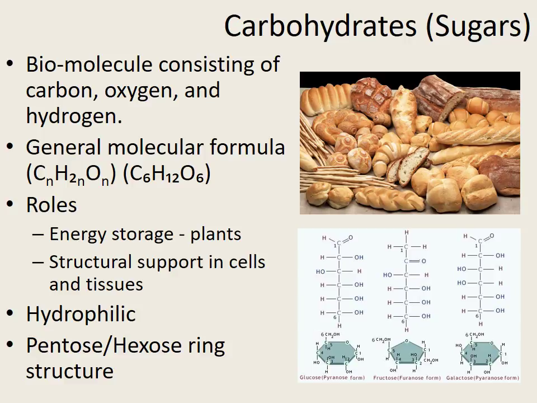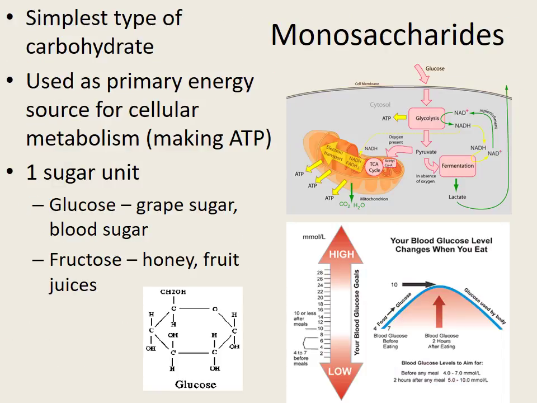Essentially, when we take a look at the subunit of carbohydrates, or these complex carbohydrates, what we're going to find out is that they're made up of rings. Pentose and hexose ring structures. Pentose means that there are 5 carbons in a ring structure, and hexose means that there are 6 carbons in a ring structure. So the subunit of carbohydrates is called monosaccharides. This is the simplest type of a carbohydrate.